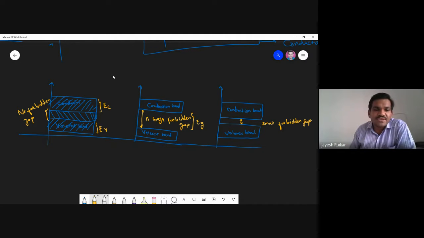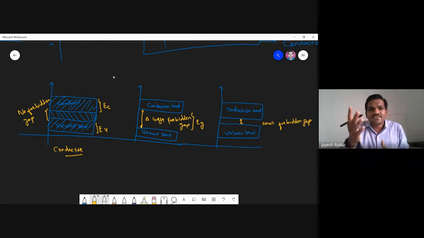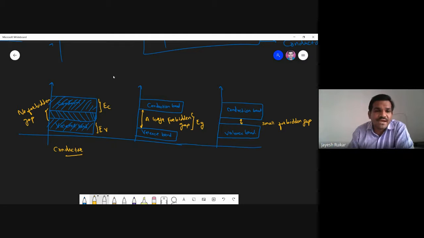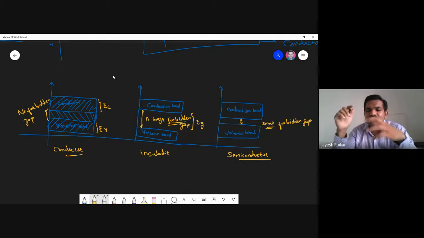Now if you talk about these three, the first figure represents your conductor. In a conductor there is no forbidden gap, so the valence and conduction bands overlap each other, that is what we call a conductor. In this case there is a large forbidden gap, so this happens in an insulator. And where we have a small forbidden gap, we call it a semiconductor. This is the difference.